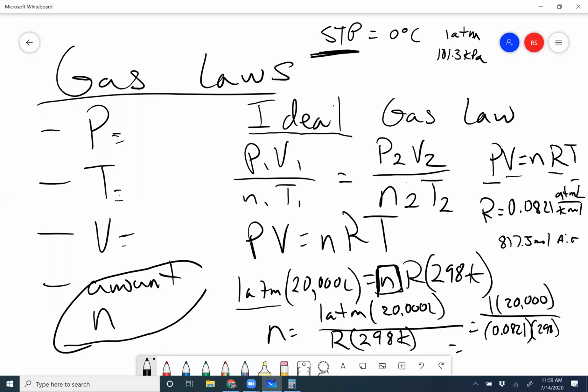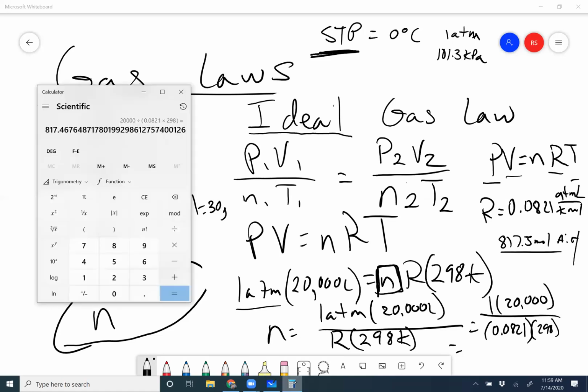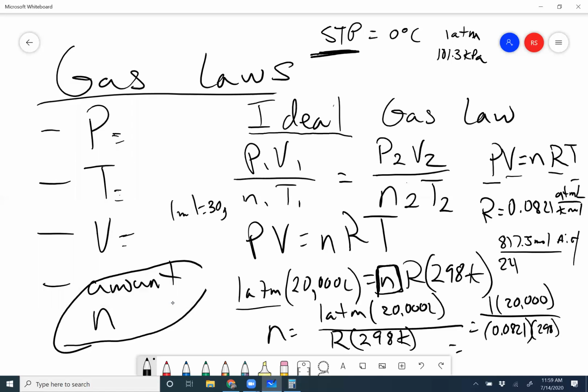Air weighs about 30 grams per mole because it's mostly nitrogen and oxygen. So we can then convert this with the conversion factor. 1 mole of air is equal to about 30 grams. So then we just take our answer and multiply it by 30. So we're going to have to put 24,525 grams of air into our spaceship to be able to maintain this condition.